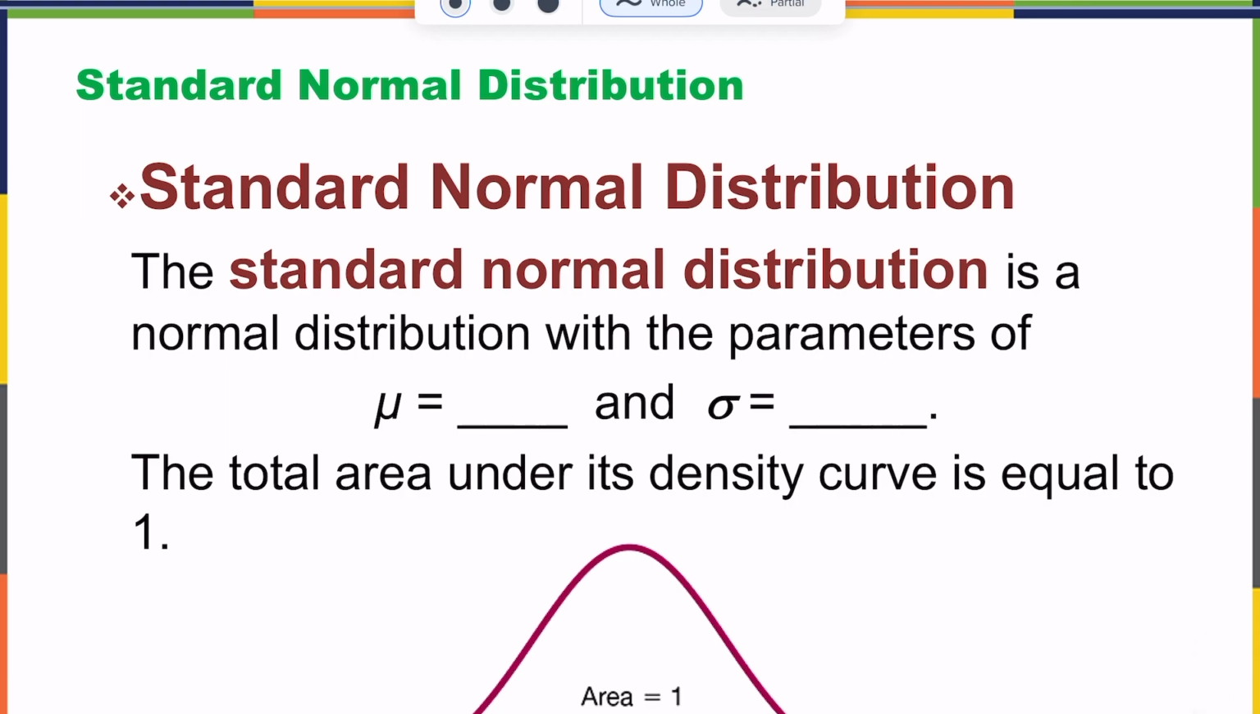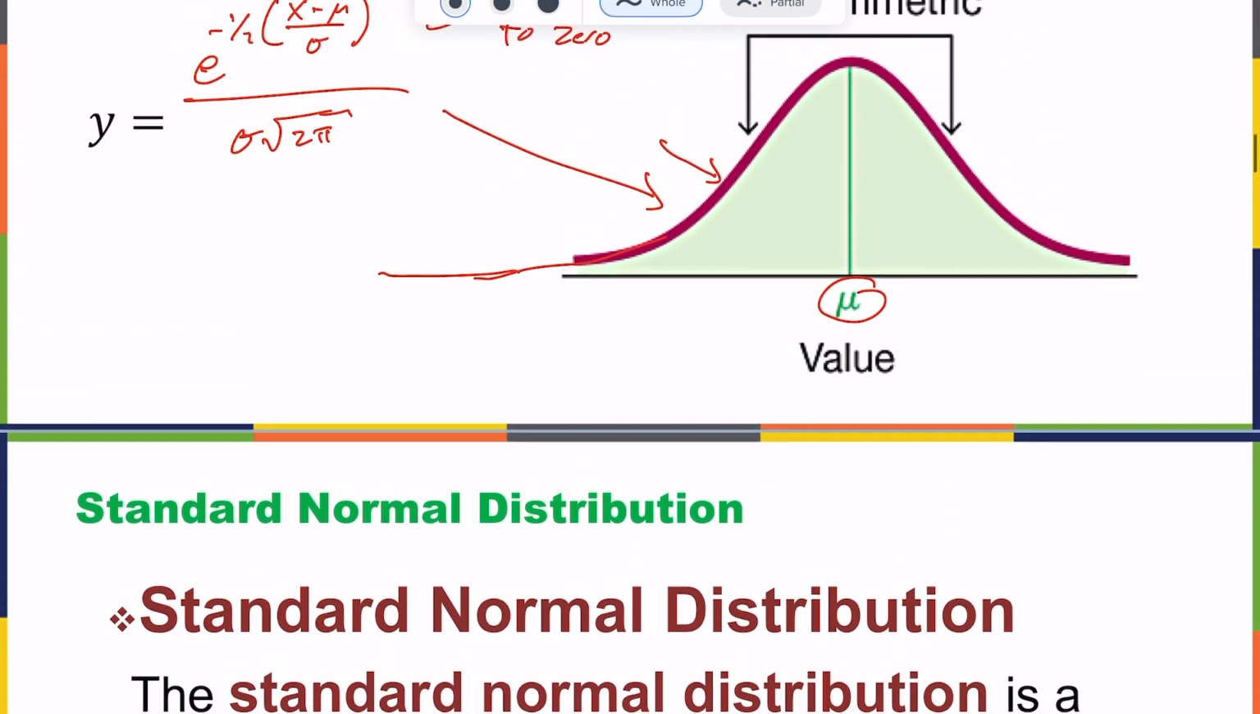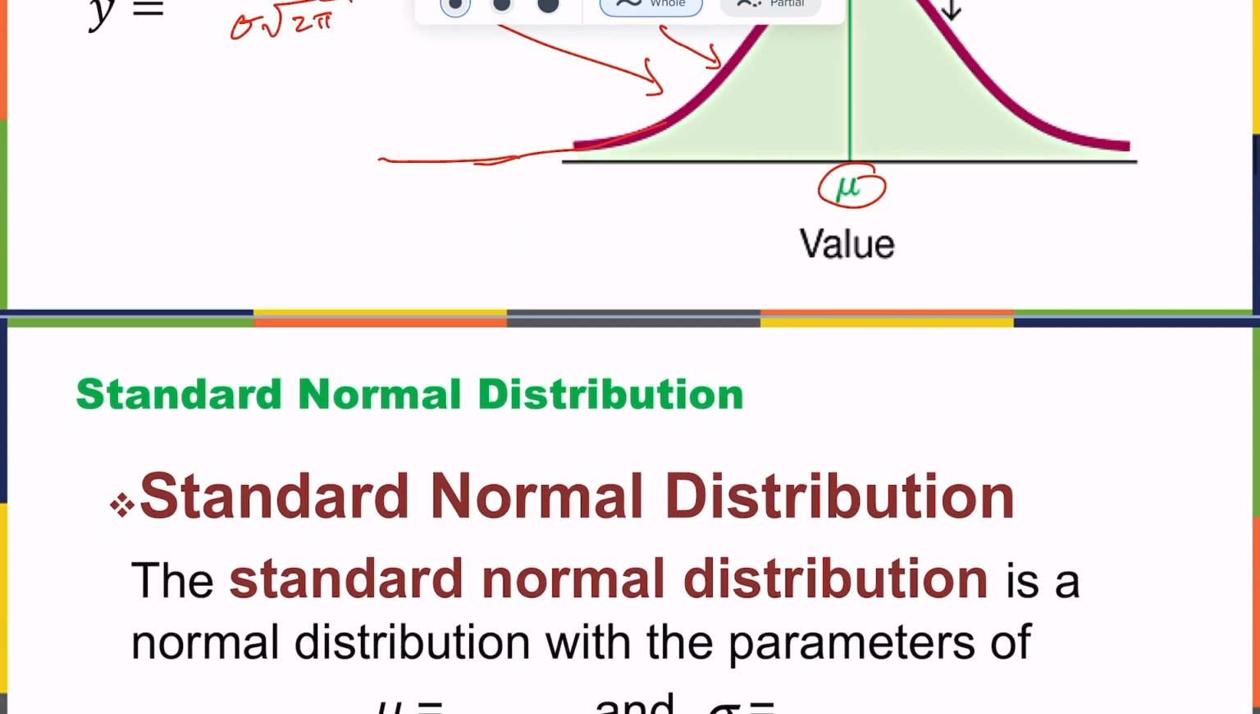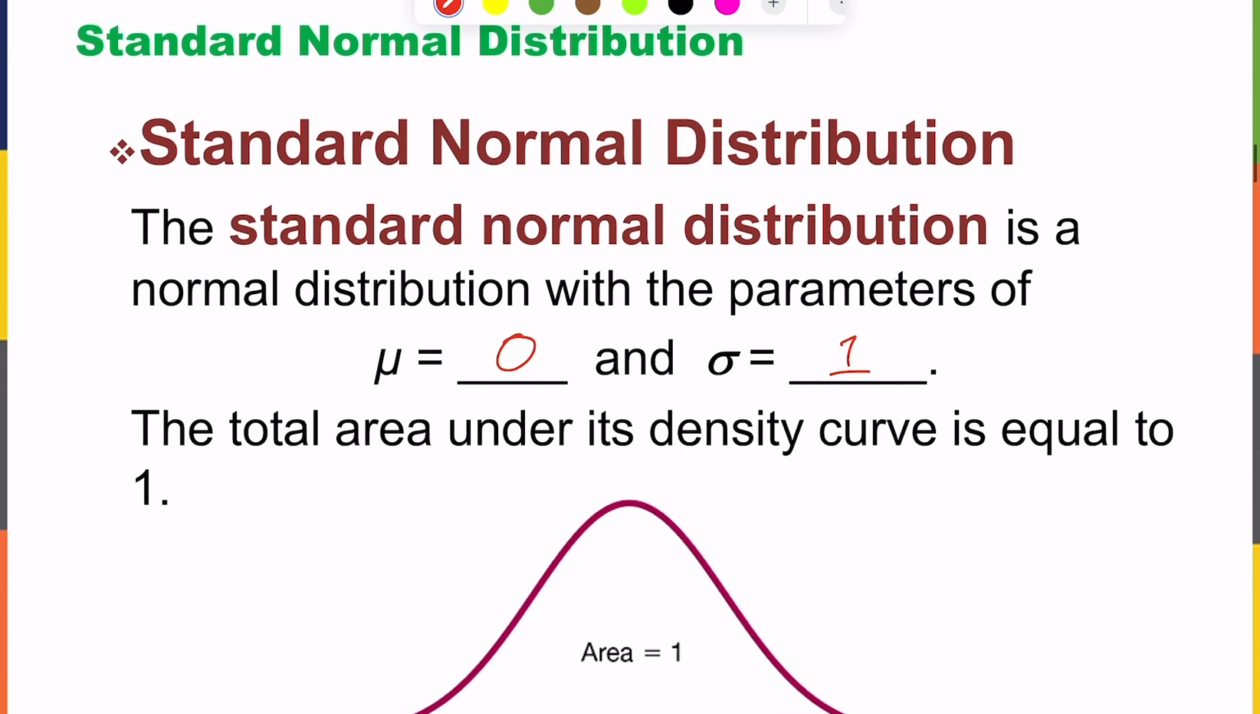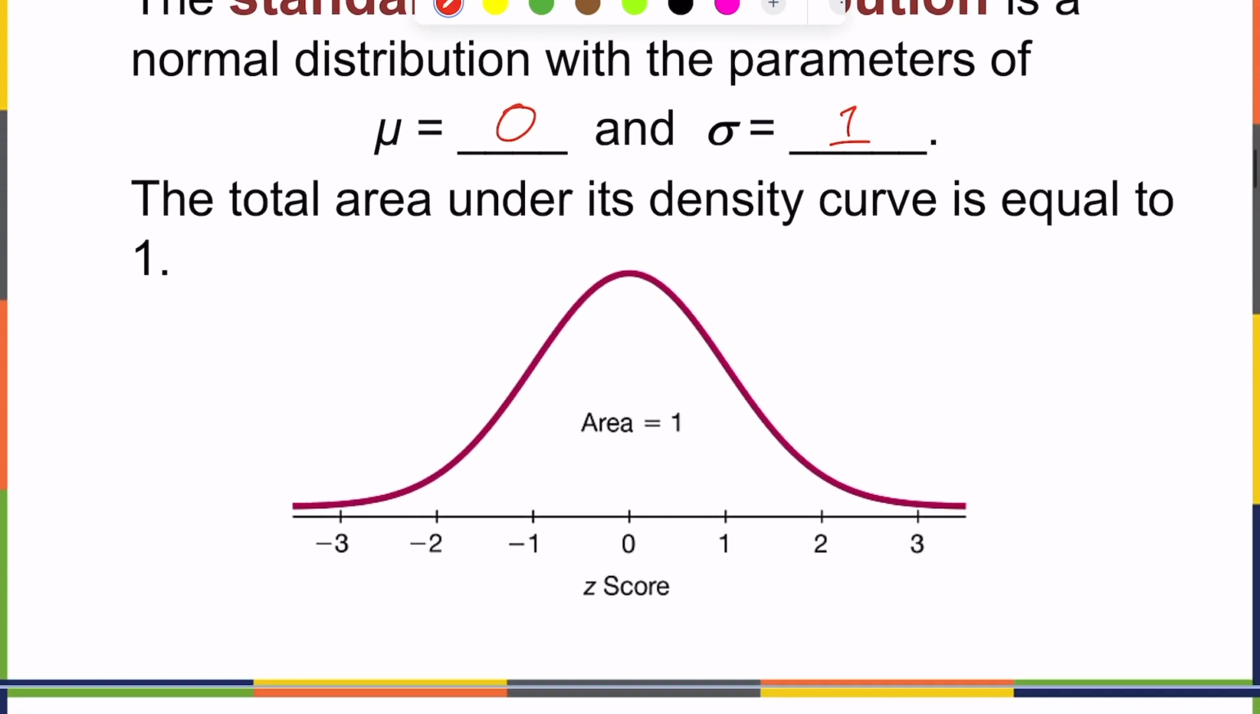Okay, standard normal distribution. The standard normal distribution is a normal distribution with the parameters... See, so the normal distribution has 2 parameters, mu and sigma. And for the standard normal distribution, mu is 0. The average is just 0, and the standard deviation is 1. The total area under its density curve is going to be equal to 1.